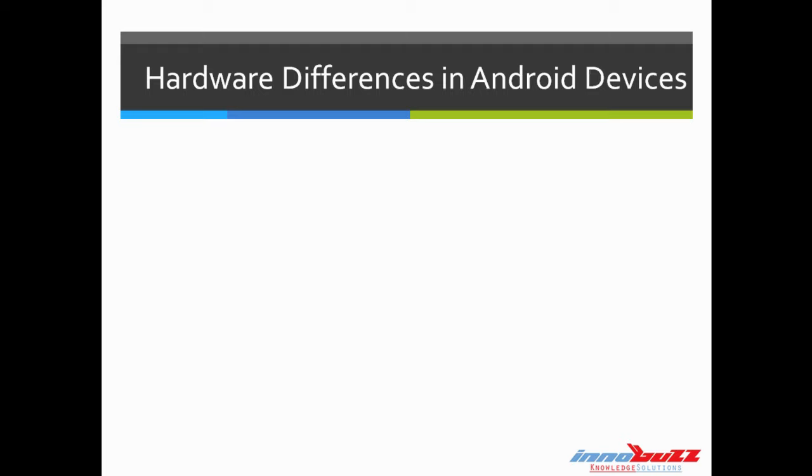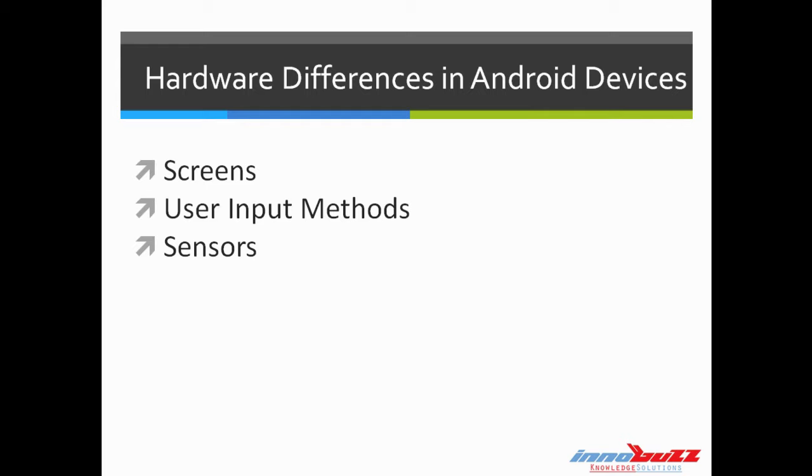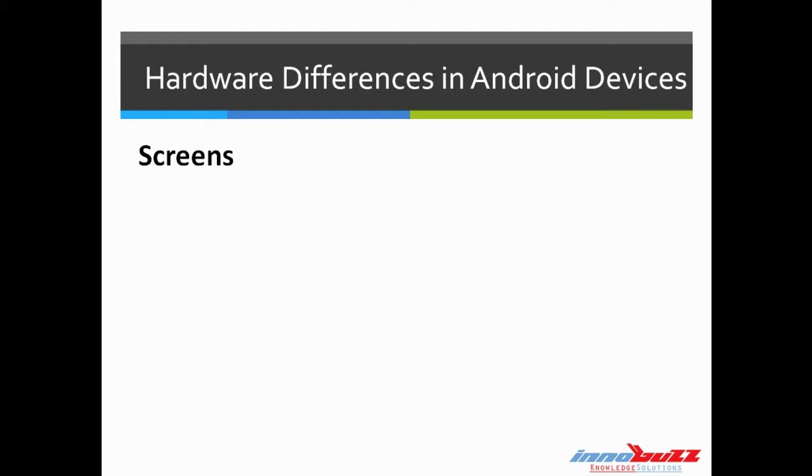Hardware differences in Android devices. Android devices differ in hardware in the following four categories: screens, user input methods, sensors, and internal memory. Screens. Devices running on Android have various types of screens. They differ in the following factors: size. Based on the size, they may be categorized as small, normal, large, and extra large in the case of tablets.